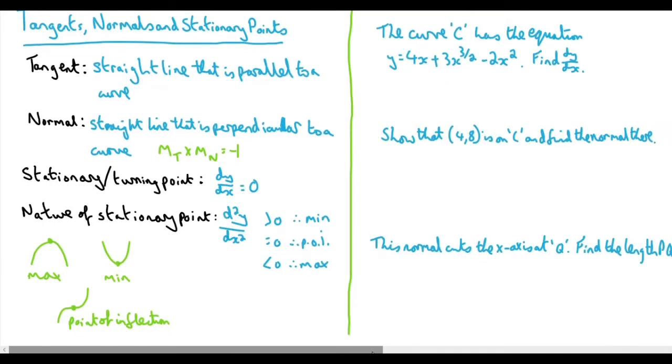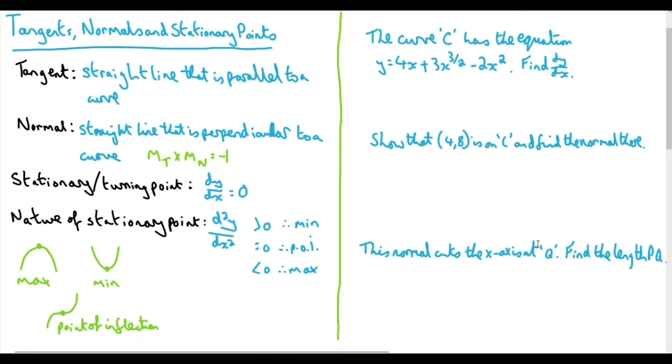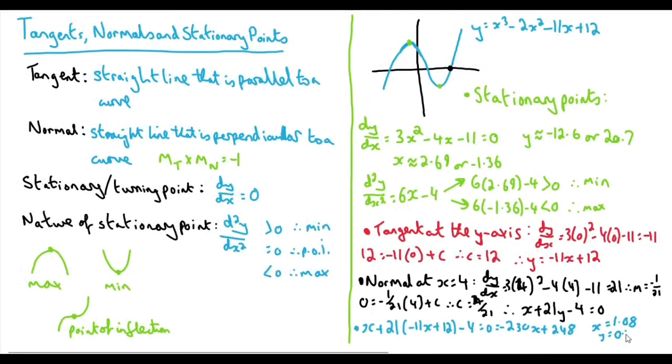So we have here that the curve C has the equation of y equals 4x plus 3x to the power of 3 over 2 minus 2x squared. And you first of all, just to find that differentiation there. 0.14.